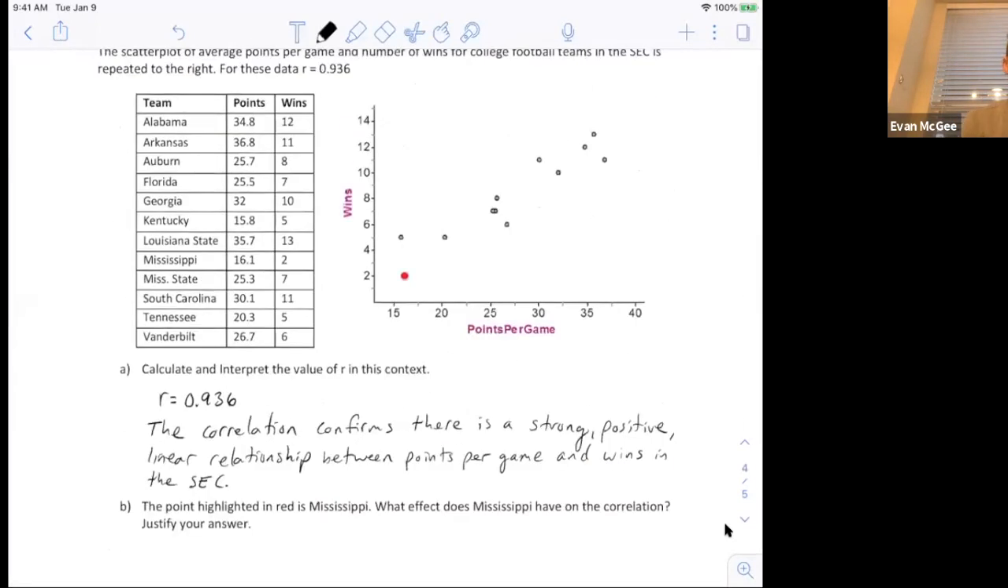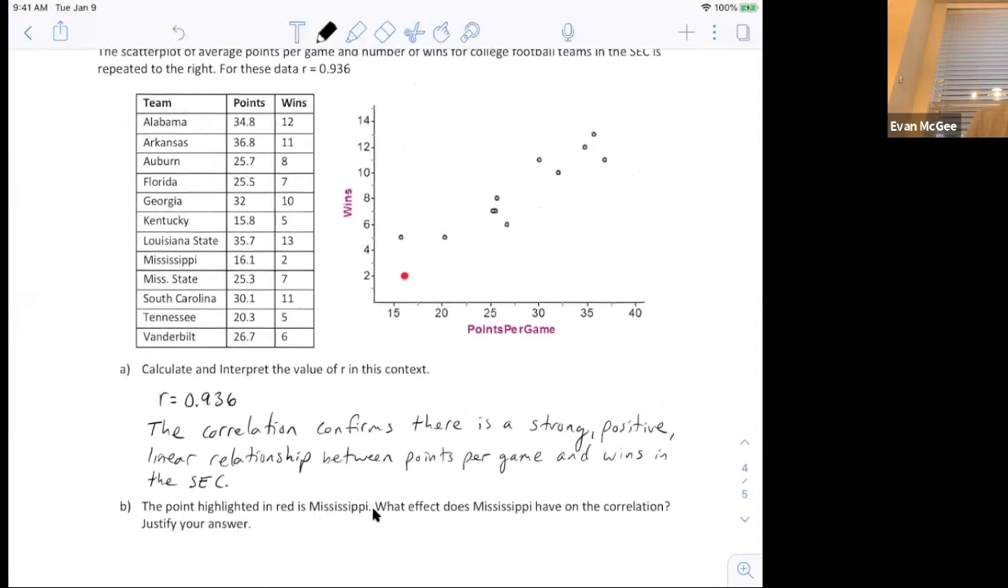So this correlation is strong. It reinforces the positive linear relationship between points per game and wins. We could also say that as the points per game increases, the number of wins increase as well. So now I want to talk about this specific point, question B.